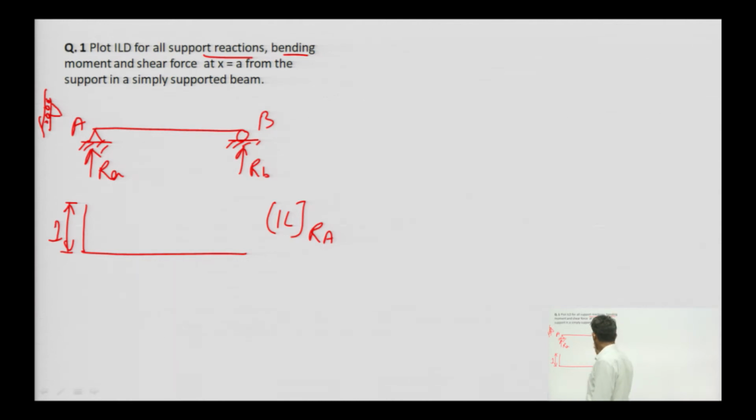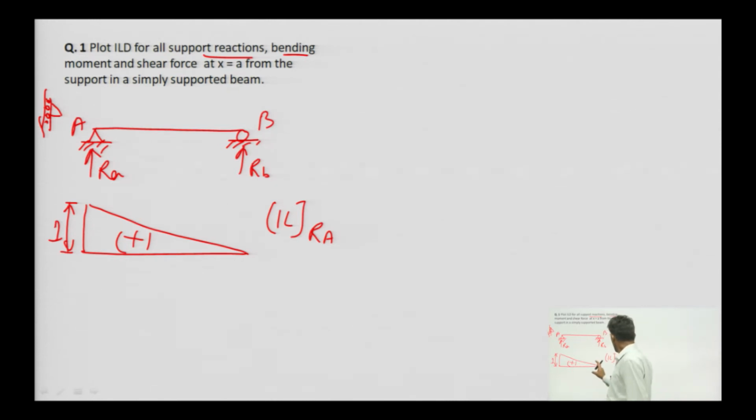Okay. What will be at point B? Point B is a roller support. So, the deflected shape will be this. This is going in the positive direction. So, this is the IL for RA. No need to make equations, no need to put the unit load at a certain distance x and find the value of RA. You can plot it directly. That plotting had been done in the first class using the direct method.